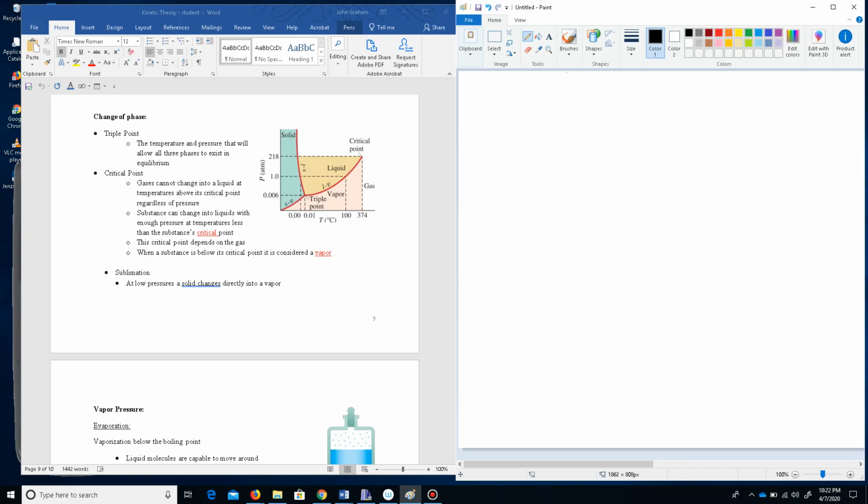This critical point does depend on the gas, and when a substance is below its critical point, it is considered a vapor, even though we kind of use vapor and gas interchangeably a lot of times. And then at low pressures, a solid changes directly into a vapor, and again, we call this sublimation.